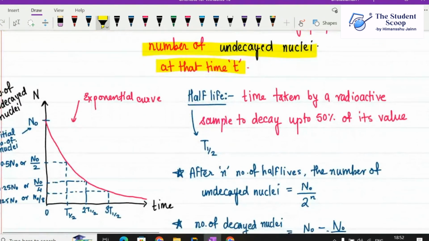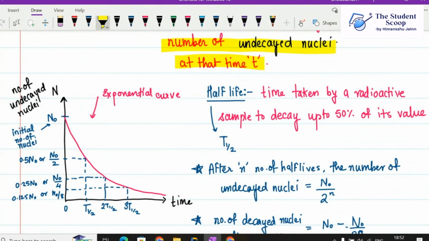Usually when we trace the number of undecayed nuclei with respect to time, we get an exponential curve. If you observe this curve carefully, there is an N naught, that is the initial number, and this graph goes asymptotic to the x-axis. We will introduce one more term called half-life. What is half-life? Half-life is the time taken by a radioactive nucleus or a sample to decay to 50% of its initial value.